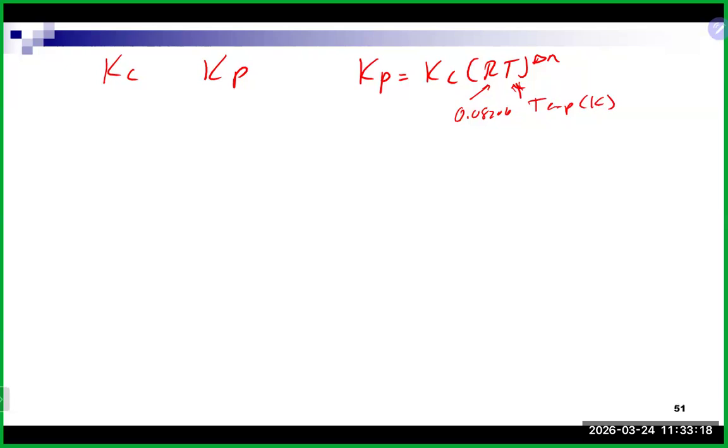Remember, as we talked about a number of times, it's really important on that one that you do the products minus reactants, because you could get a negative number, which mathematically will have you do something different than if it was a positive number.